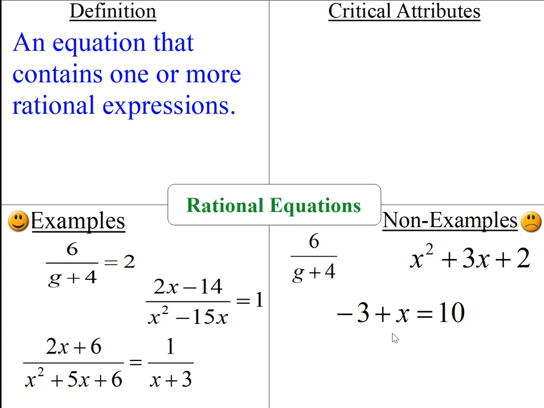Marshall. It's not over anything, so it doesn't have any fractions, so yeah, that is true. So this is just a regular linear equation. Okay, pass to someone, Marshall. Sky, why are these 2 not rational equations? No equal sign. Yes, these are expressions, but with no equal sign, so they are not equations.